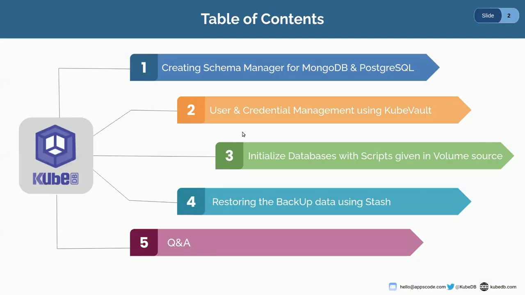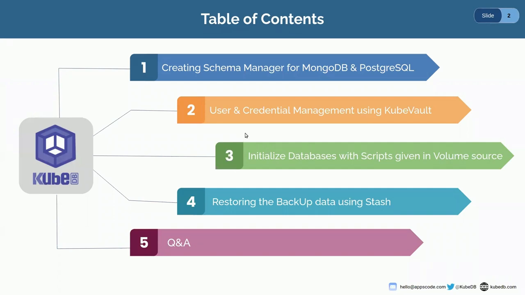To be more specific, in this webinar, we are going to create Schema Manager for MongoDB and MySQL. We are also going to manage users and credentials using Vault. By the way, if you don't know, KubeVault is actually a product of AppsCode. It is a Kubernetes controller for HashiCorp Vault, and HashiCorp Vault is a tool for secret management, encryption as a service, and privileged access management. The credentials creation, management, and deletion are very easy and secure if you use Vault.